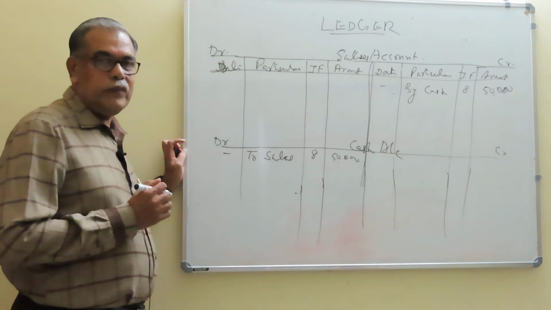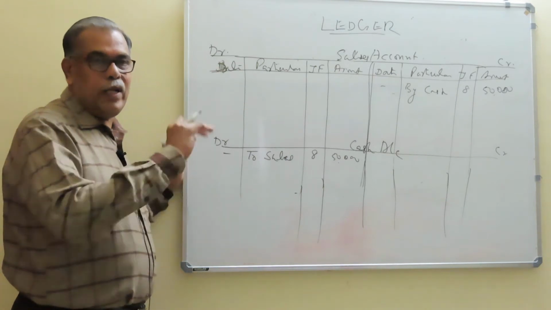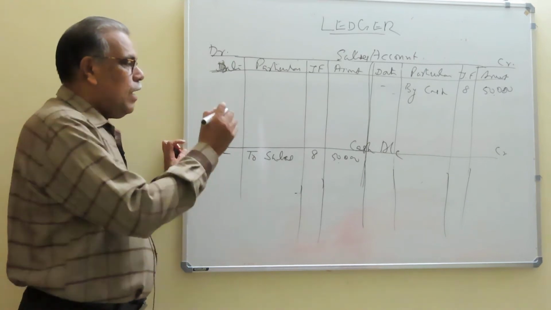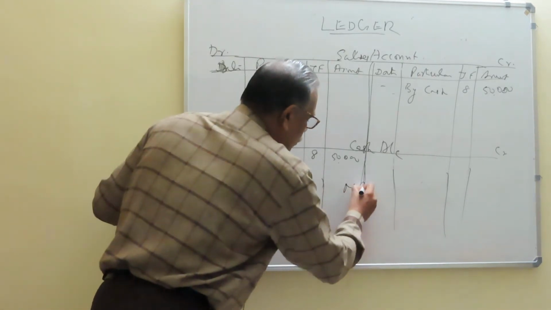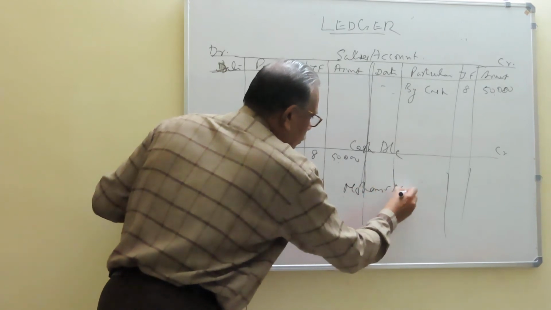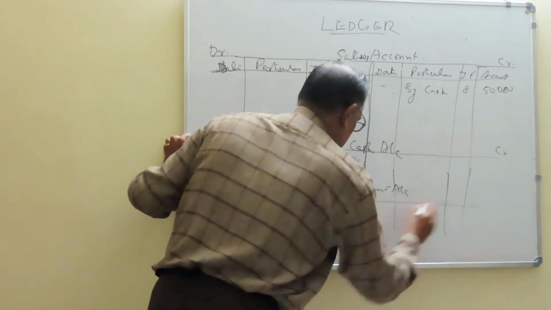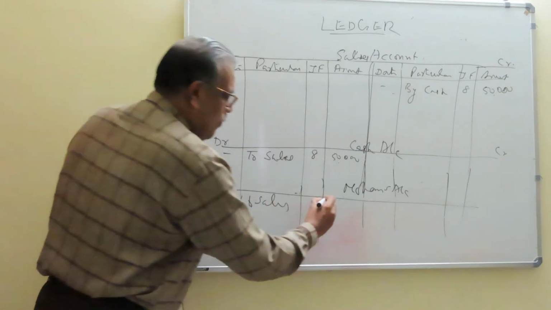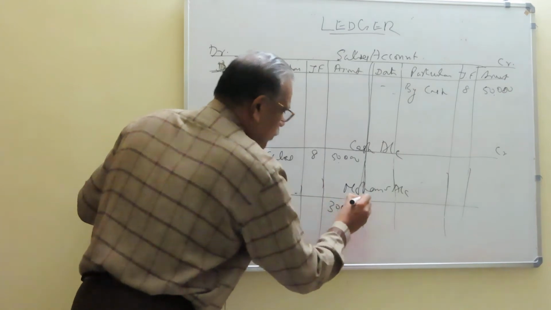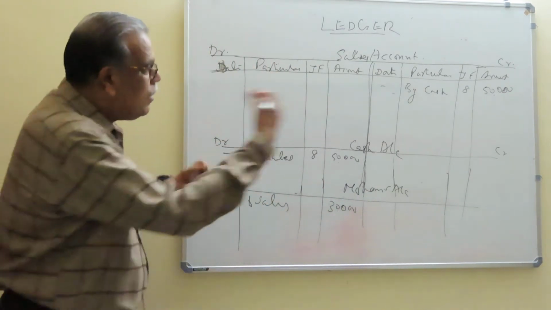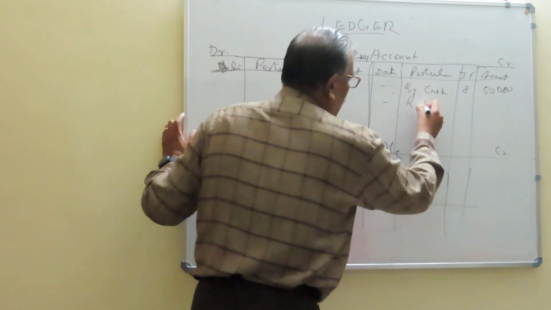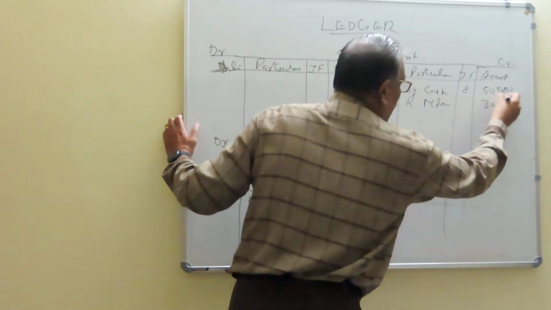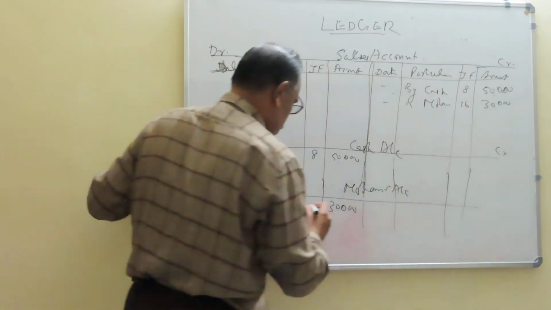Now, after a few days, the business made a credit sale to Mr. Mohan. What is the entry? Mohan's account debtor to sales. How will we write? We will have a Mohan's account here. In that Mohan's account, we will write to sales, date here, amount, say 30,000 rupees. And in sales account, we will write by Mohan 30,000 rupees. And the journal folio may be 16.